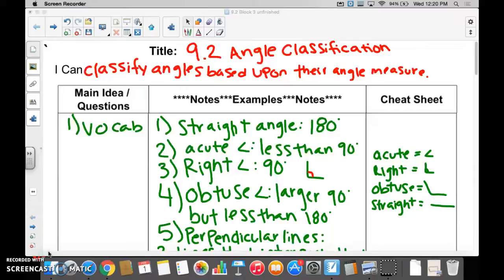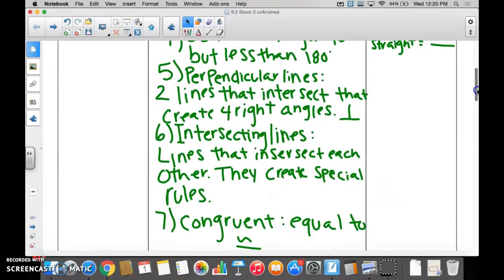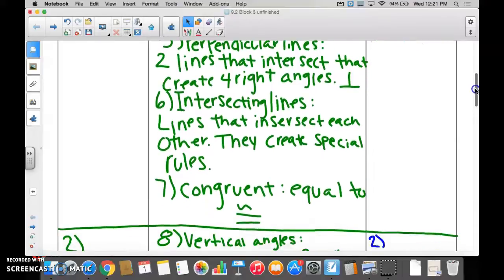And we already did straight. We have perpendicular lines. Let's do intersecting lines first. Intersecting lines are lines that intersect each other, and they create special rules. Perpendicular lines are two lines that intersect, and they create four right angles. So that in itself is creating a special rule right there, right? If they're perpendicular, four right angles. You don't get that from any other intersecting lines.